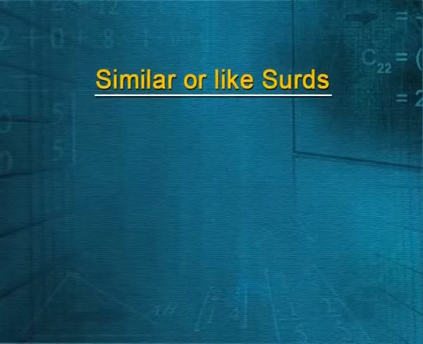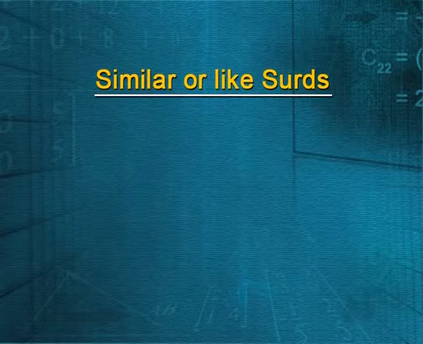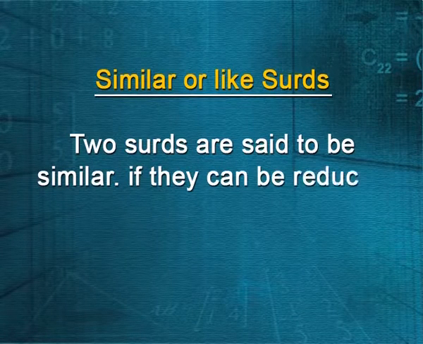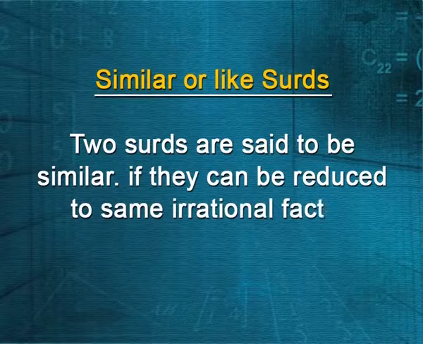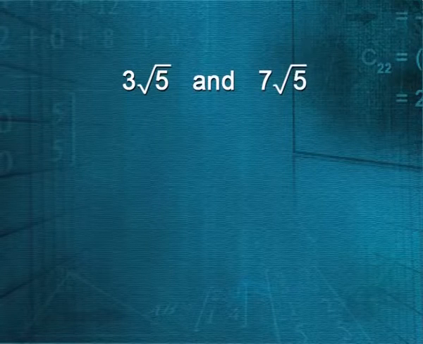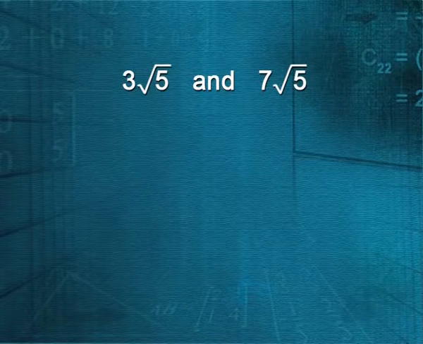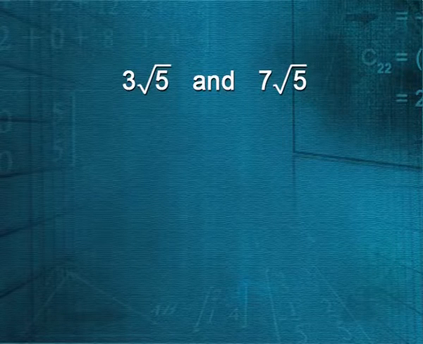Let us discuss now what are similar or like surds. You know about similar fractions or like fractions, like decimals. In the same way, we have like or similar surds. Two surds are said to be similar if they can be reduced to same irrational factor. For example, you have 3 root 5 and 7 root 5. 3 root 5 is a surd, 7 root 5 is a surd, and both the surds have same irrational factor. What is that? Root 5.